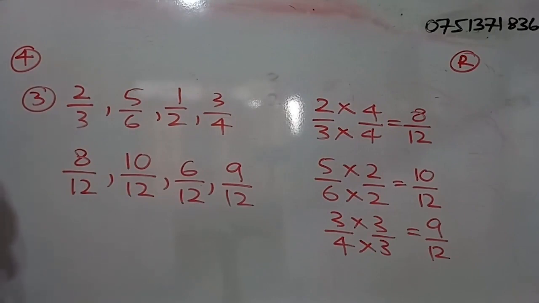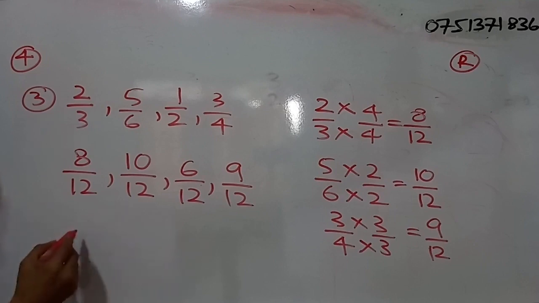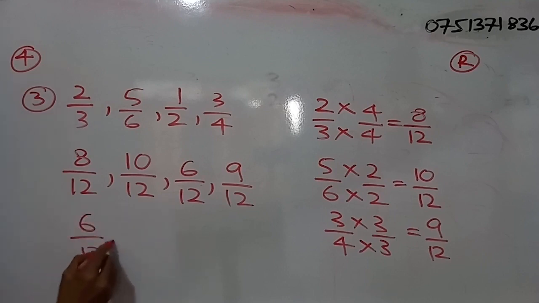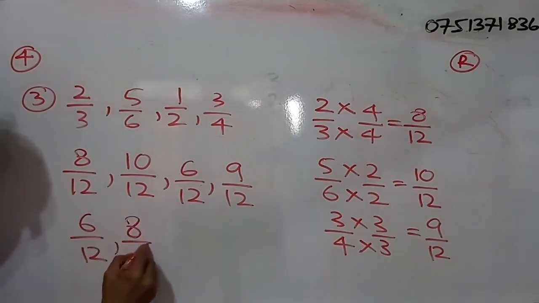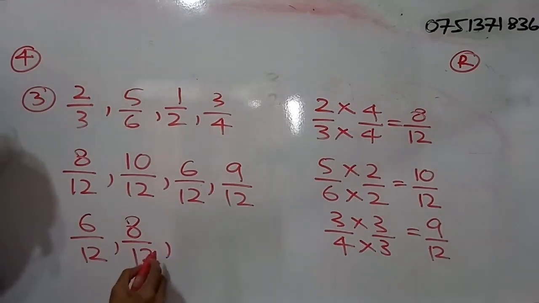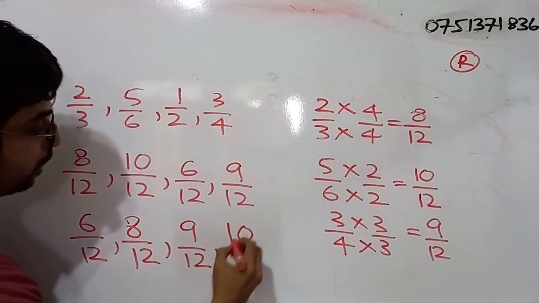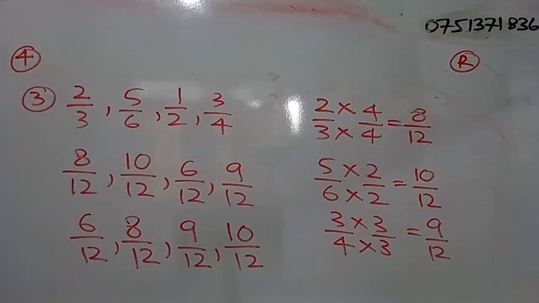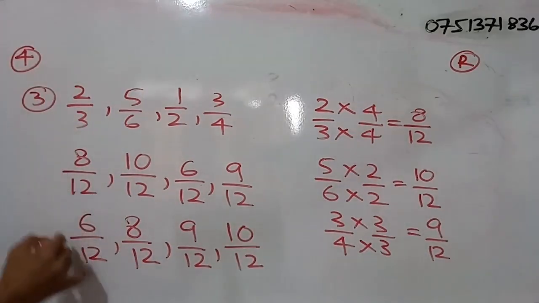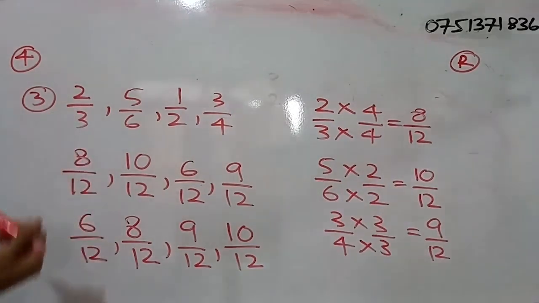So we have to arrange the given fractions into ascending order. So 6 by 12, that is the smallest fraction. Then comes 8 by 12, right? Then we have 9 by 12. Then we have 10 by 12.